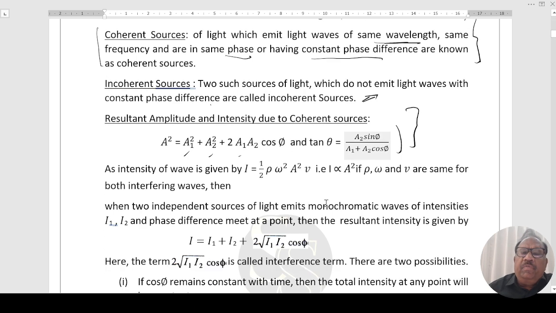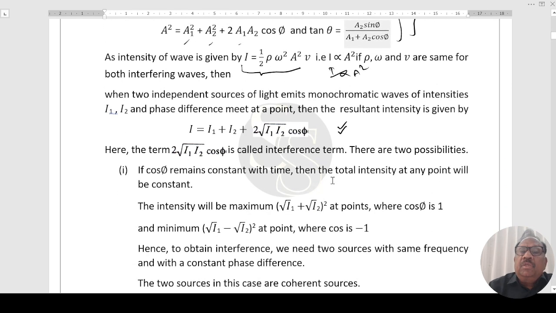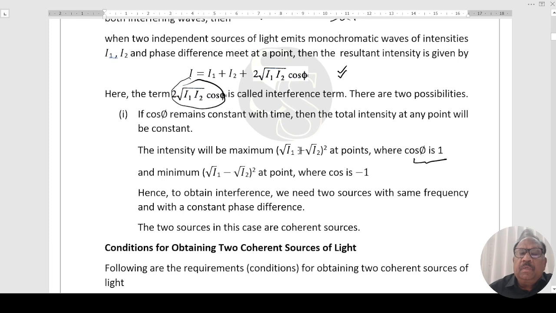Now, the intensity of a wave is given by half rho omega square a square v. The density and angular velocity are the same for both interfering waves. Therefore, intensity is proportional to amplitude square, so we can take this also in terms of intensity. This term is known as the interference term. Intensity will be maximum when cos phi is 1, and minimum when cos phi is minus 1.